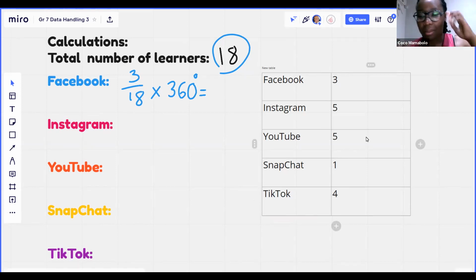Okay guys, I think that's all the time I'm going to give it, because these calculations are pretty easy, especially if you've got your calculator.